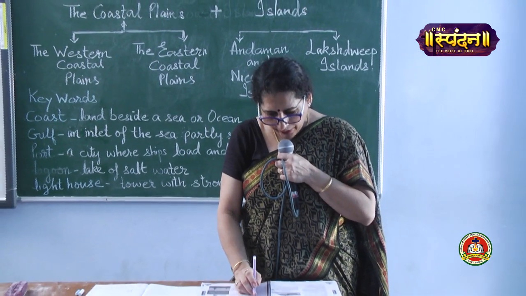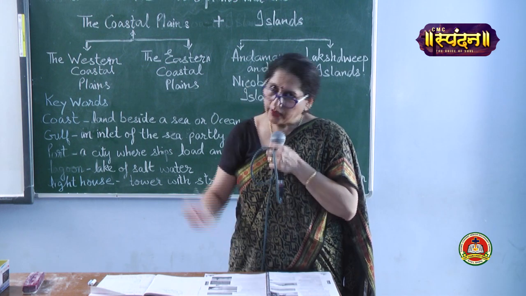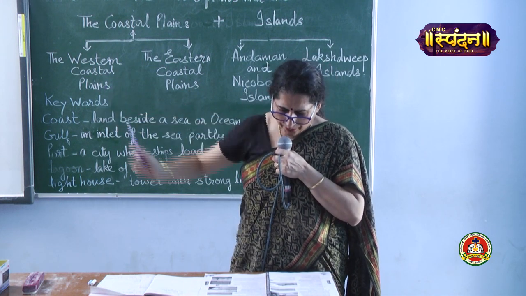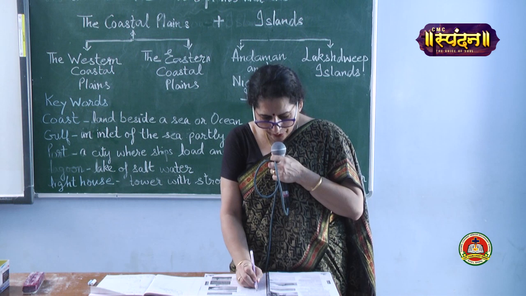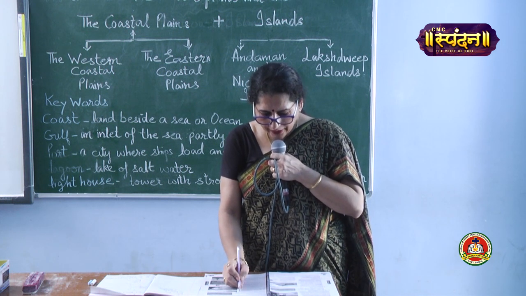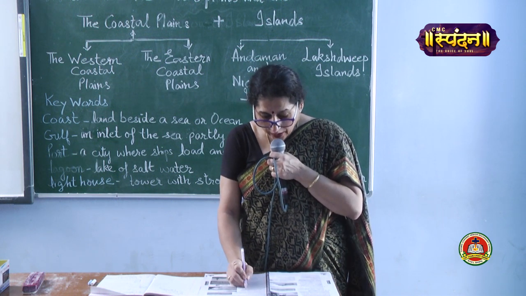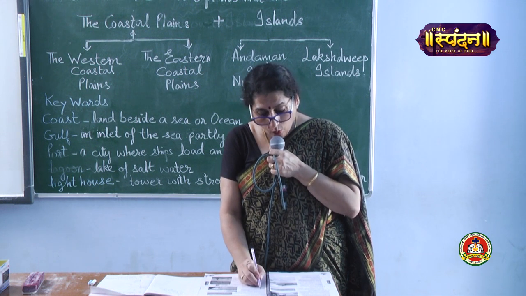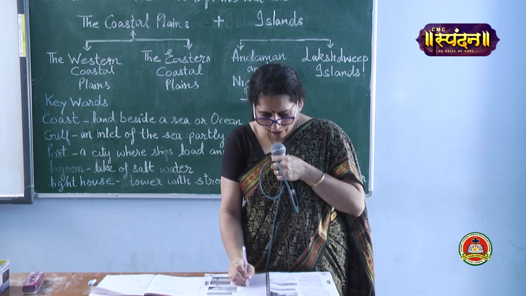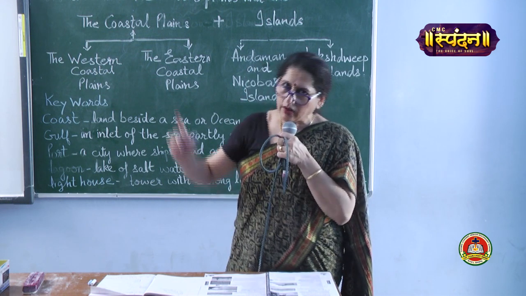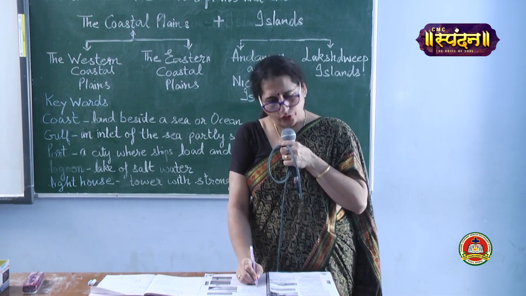The eastern coastal plains lie between the Bay of Bengal and the eastern Ghats. I already explained you just now on the map. They begin from West Bengal and pass through Odisha, Andhra Pradesh and Tamil Nadu. Like the western coastal plains, they also end at Kanyakumari. Now these eastern coastal plains are wider than the western coastal plains. The northern part of these plains is called the northern Sarkars, and the southern part is called the Coromandel coast.